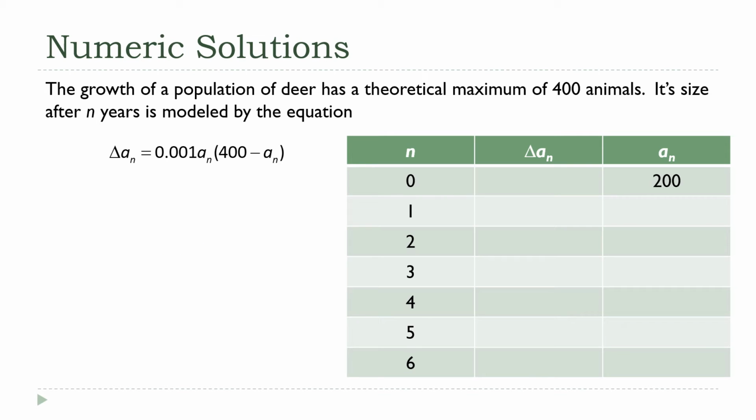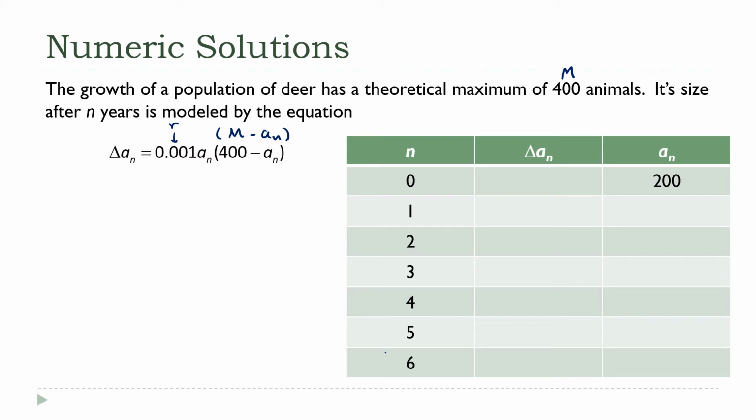So I've got an example here for us to work with. I've got a deer population that we've determined has a theoretical maximum of 400 animals. So that's the M in my previous equation. Excuse me, this isn't the size of the population after n years. This is its growth. How much the population changes in a given year is modeled by this equation here. And this mirrors what we talked about on the last slide. This is the M minus a sub n part, and this is that Malthusian parameter.